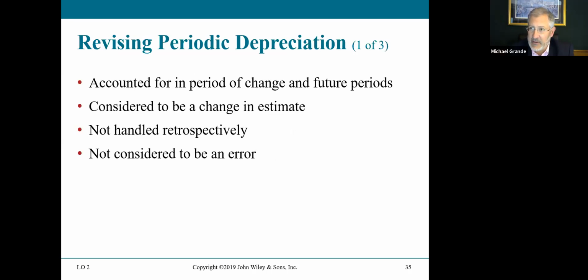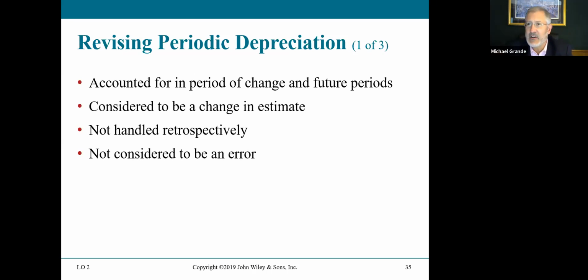Revising periodic depreciation. Remember, depreciation is an expense. Depreciation is an estimate. There's going to be times we need to revise that estimate. Revising periodic depreciation is accounted for in the period of change and future periods. We don't go back. It's just for this year and going forward. Considered to be a change in estimate, not handled retrospectively. In other words, you don't go back. It's only this year and going forward.